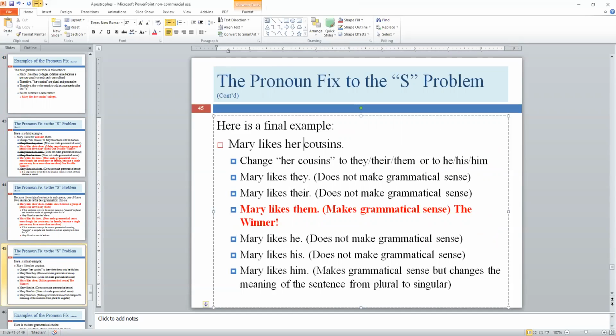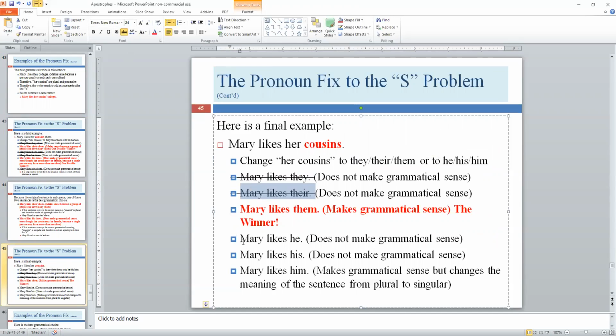Mary likes her cousins. We're trying to decide whether this is plural or singular, possessive or not. We're going to follow that exact same pattern, replacing it with the 6 pronouns. Mary likes they. That doesn't sound right to us. Mary likes their. No, that doesn't sound good, does it? Mary likes them. Hey, that sounds good, doesn't it?